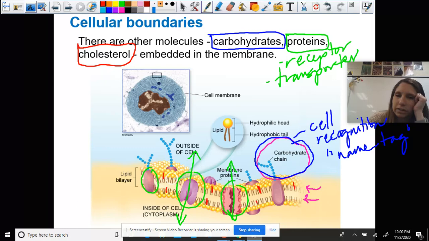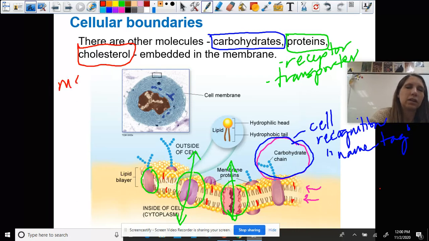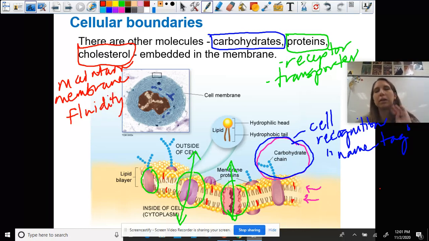Remember, cholesterol is an example of another type of lipid. Its job in this case is to help maintain membrane fluidity. So what I mean by that is these membranes are not just kind of stagnant and sitting around. These membrane pieces are all kind of floating in the same space together, and they float and they bump into each other and then they move down.